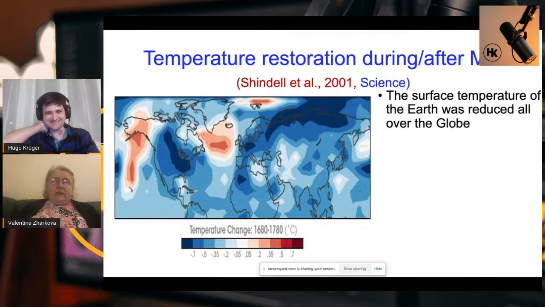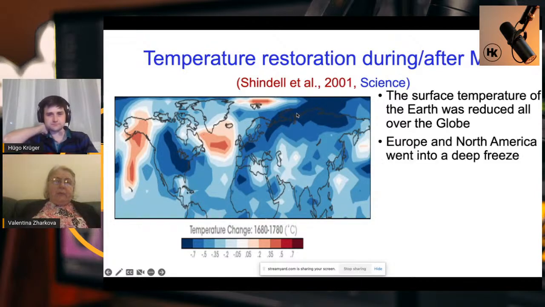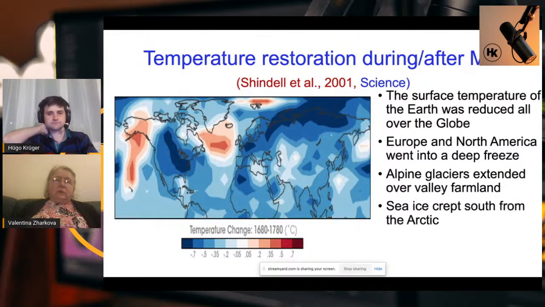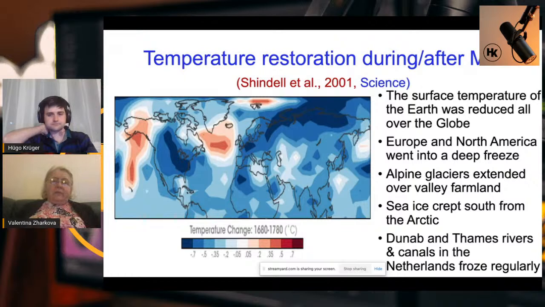So here is the temperature at that time, in 2001. There was no psychotic obsession that everything is done by humans. They did real science, and they showed that the maximum decrease of the temperature was, for some reason, in the northern hemisphere, in North America and in Europe. So this is what happened. Europe and North America went into a deep freeze. Alpine glaciers extended, sea ice crept south from the Arctic, and Danube and Thames River canals were frozen.